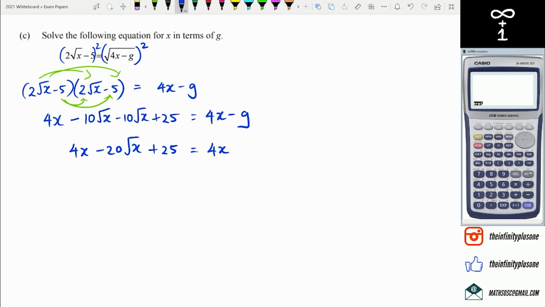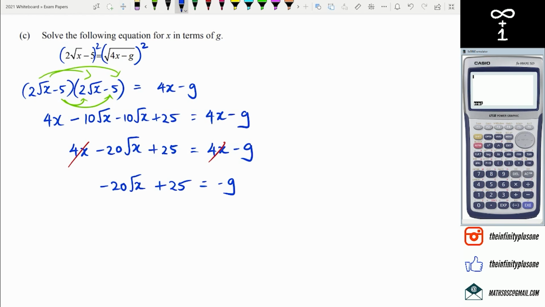Now, if you have a look here, your question is asking you to solve for x in terms of g, and we've got a root x in there. But the cool thing is we can get rid of this 4x and this 4x, because when you bring it to the other side, this becomes 4x minus 4x, which becomes 0. So we're going to leave this as negative 20 root x plus 25 equals negative g.